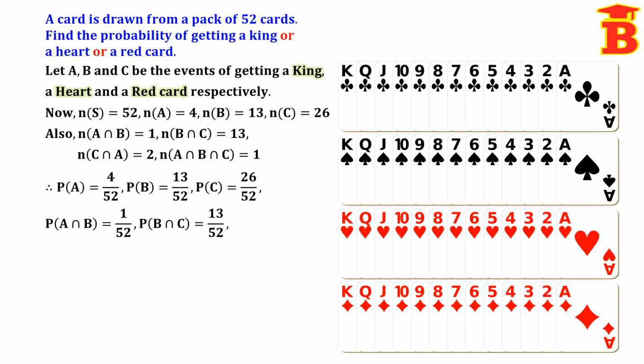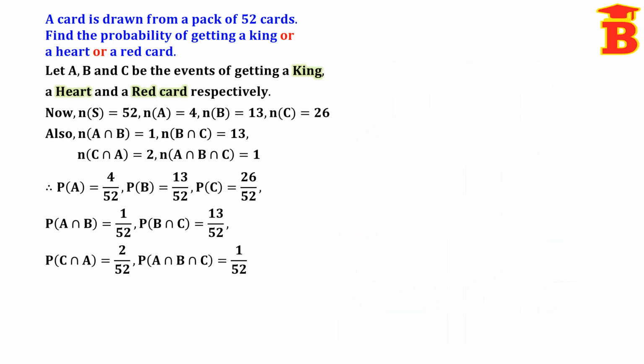Similarly, P of A intersection B equal to A intersection B number 1 divided by total 52. P of B intersection C, B intersection C number 13 divided by total 52. Next, P of C intersection A, C intersection A number is 2 divided by total 52. P of A intersection B intersection C. All the 3 common is 1. So 1 divided by total 52.